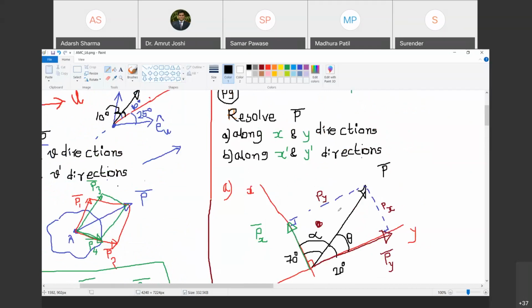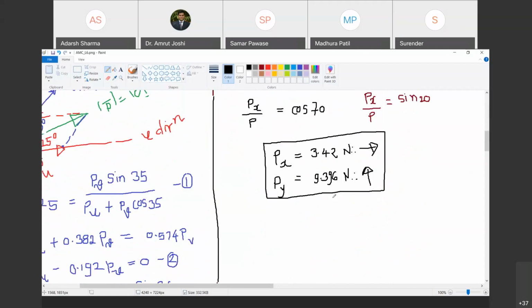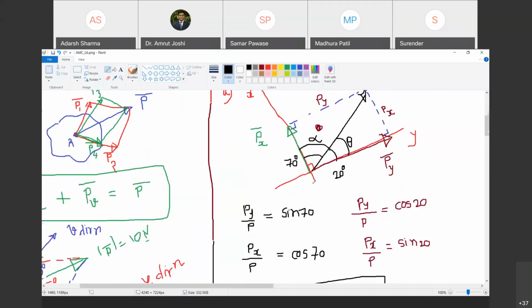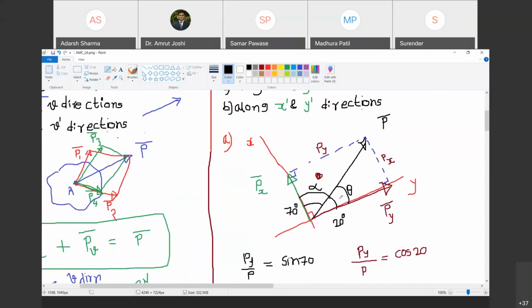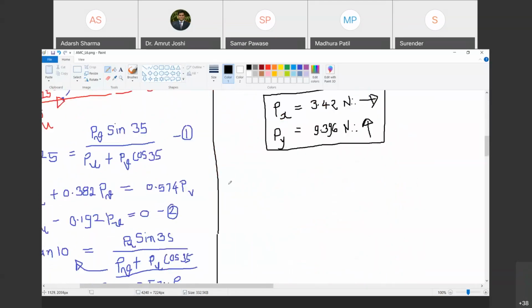Yes, sir. Ab zara dekho, kaun sa component jada aya, Px ya Py? Py has come out to be greater in magnitude. That was obvious because P is closer to Y than X. Dekho. Yes, sir. Understand this? Yes, sir. Okay. So intuitively also this is fine. Now let us go and solve second problem.